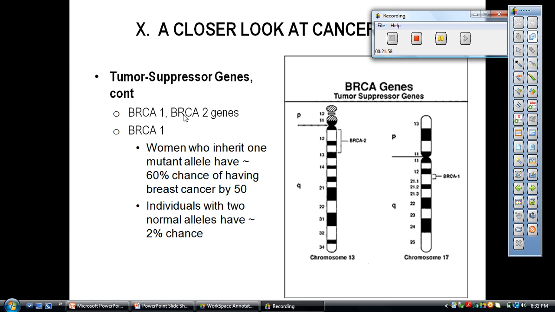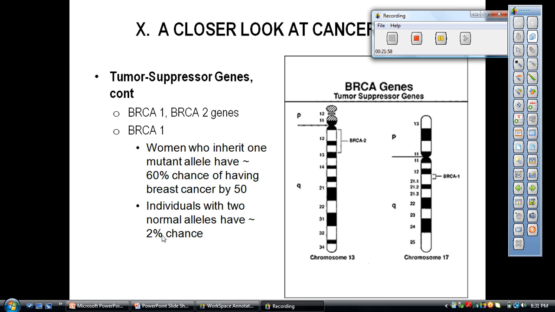They've even put some stats with this, which is pretty scary. I'll read a couple of these to you. If you have a mutation in the BRCA1 or BRCA2 gene, that is one of the reasons for over half of inherited breast cancers. And get this stat: if you inherit one mutant BRCA1 allele, you have a 60% chance of developing breast cancer before the age of 50. So all you need is one mutant allele and you have a 60% chance of having breast cancer. Individuals with two normal alleles, meaning no mutant form of this tumor suppressor gene, have less than a 2% chance.